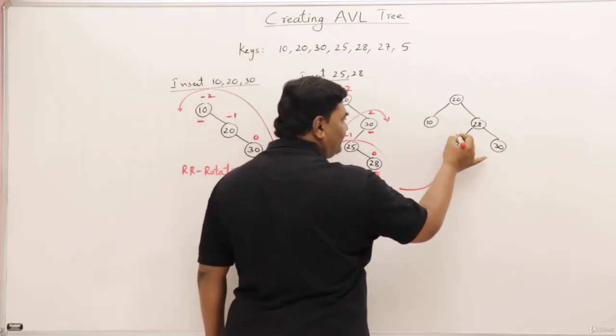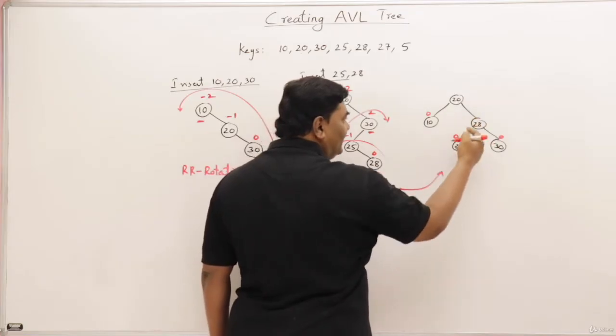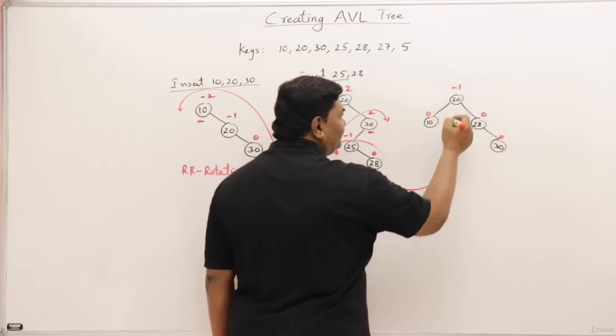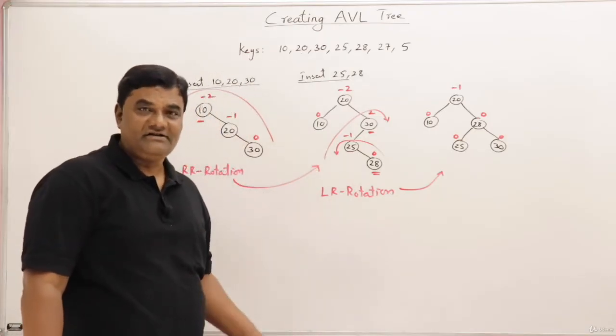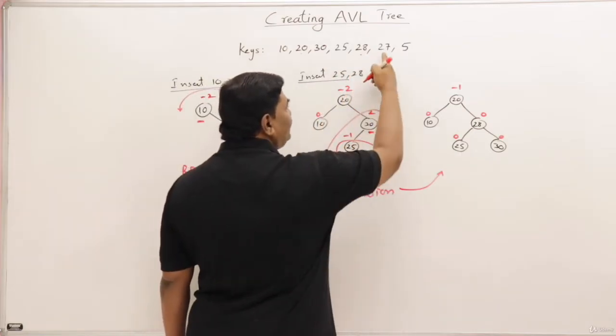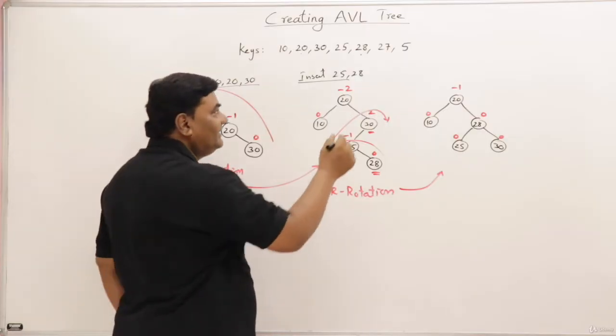So what are the balance factors? 0, 0 and this is 0 because these are leaf nodes, and this is 1 minus 1, this is 0, this is 1 minus 2, this is -1. So now again that is a balanced binary search tree, that is, an AVL tree. So till here, 28 I have finished. Then 27 is there. So in that tree I will insert 27.